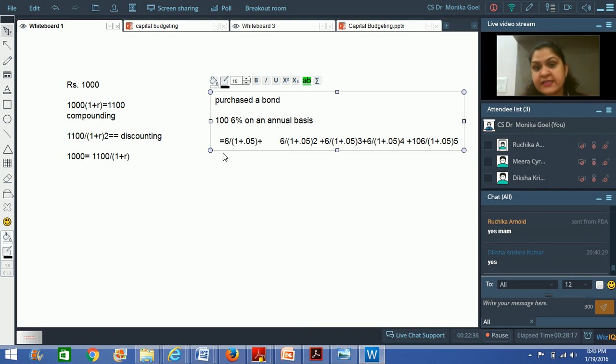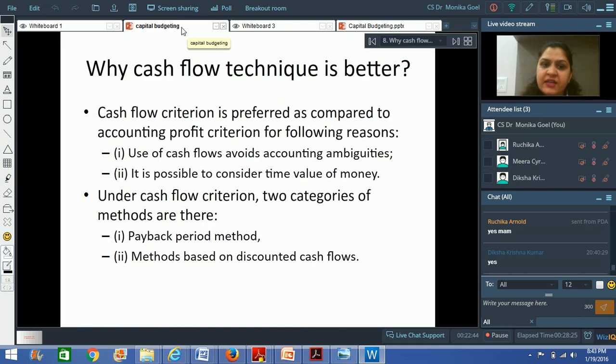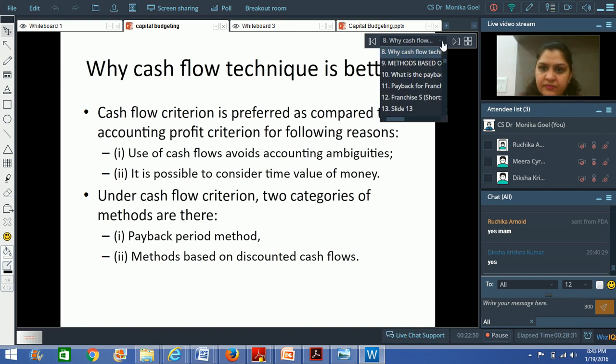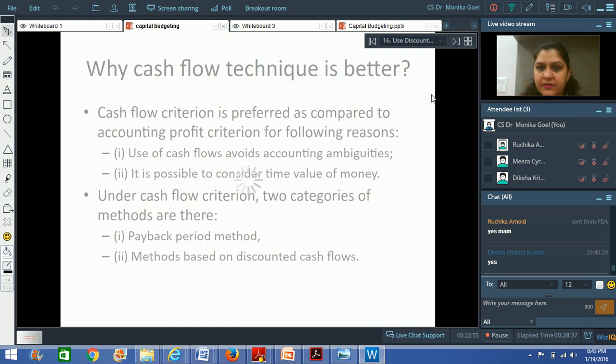So let us do this calculation. You would say, ma'am, how am I going to do this raised to power, raised to power, raised to power? What you should do, in the examination also and at the end of every book, you have been given a discounting table. That is there in my PPT as well, which I will show you.